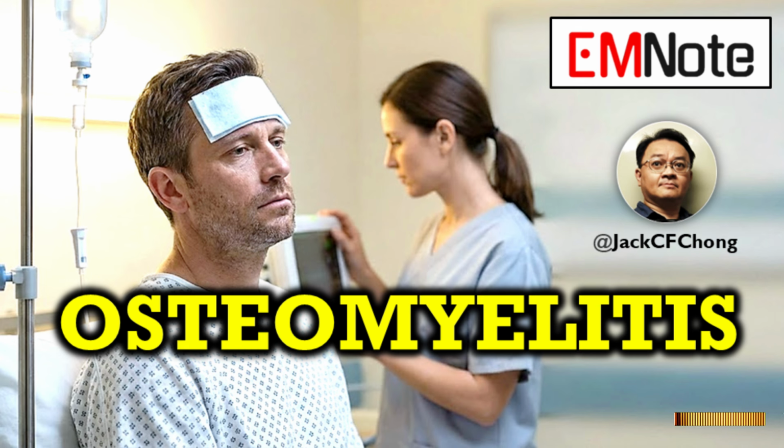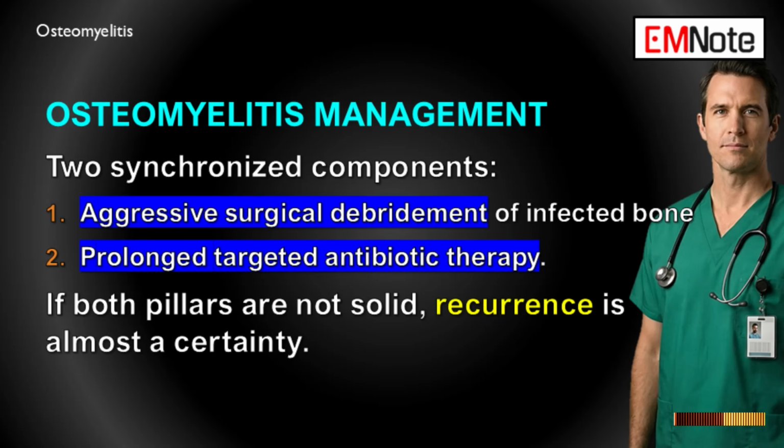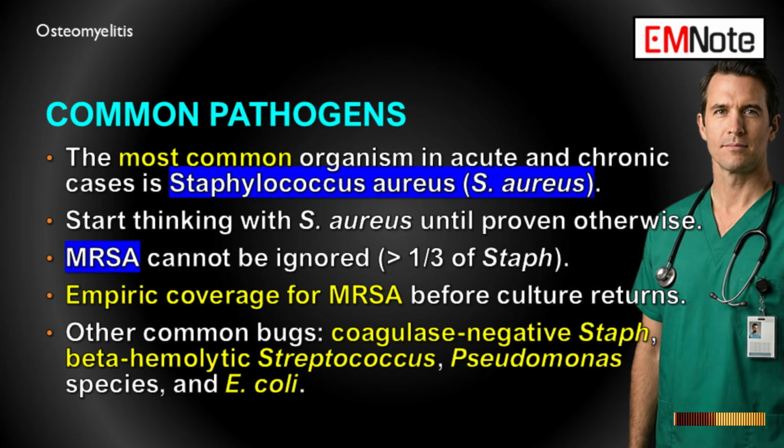Welcome. Our focus today is on building a high-speed clinical roadmap for managing osteomyelitis. A real cure hinges on two perfectly synchronized components: aggressive surgical debridement of all infected bone and prolonged targeted antibiotic therapy. If those two pillars aren't solid, recurrence is almost a certainty. Exactly. So let's start with the microbiology. How does this infection even begin?